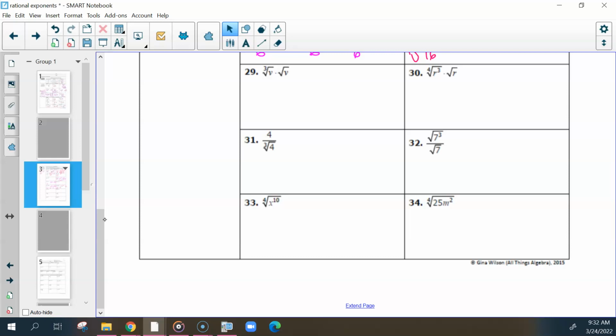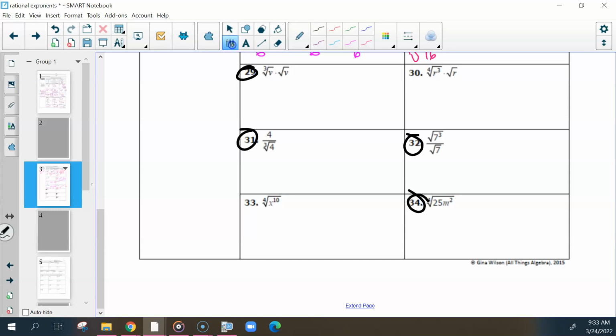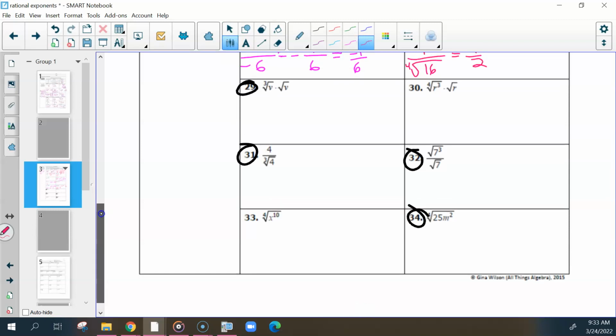I would use this as an example. 29, 31, 32, 34. Right, 29. For this, you could leave it in radical form and simplify it like that, or you could do it back to exponent form. At this point, it's really which one you feel more comfortable with.